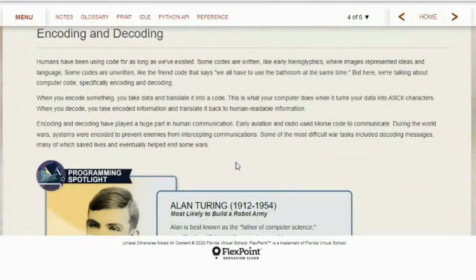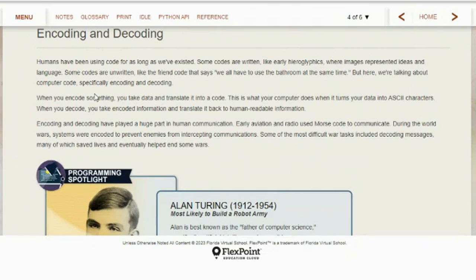Encoding and decoding. Humans have been using code for as long as we've existed, like early hieroglyphics, where images represent ideas in language. Some are unwritten, like the friend code that says, hey, we all have to use the bathroom at the same time, right? I'm going to the bathroom, come on, let's go with me. I think that's more of a girl thing than a guy thing, but generally, it's a friend code.